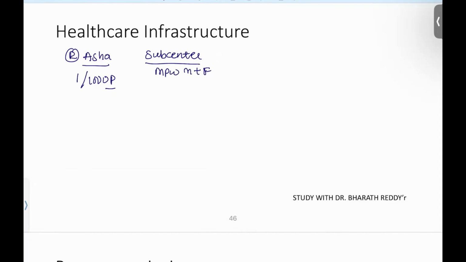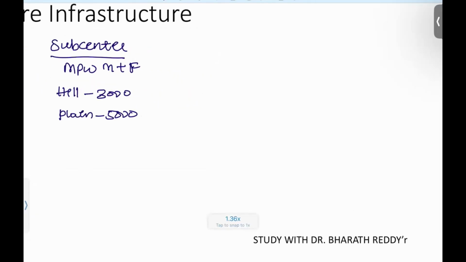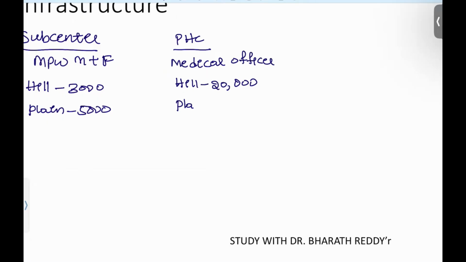And how is that subdivided? In the hilly areas, it is 3,000 people, and in the plain areas, 5,000 population. This is how the sub-center is divided. And PHCs. In the PHCs, we all know there will be staff, multi-purpose workers, along with medical officers. And these medical officers are allocated duties. As per hilly area, the population is 20,000, and in the plain regions, it is 30,000 population.